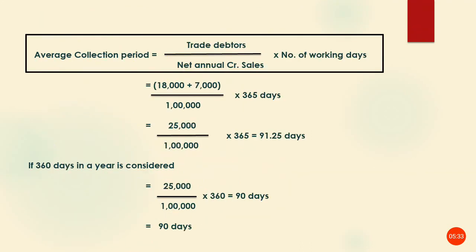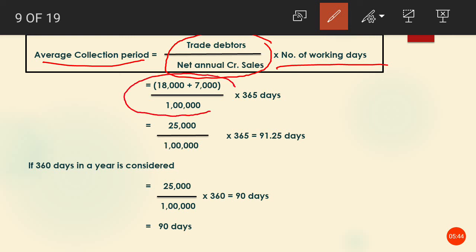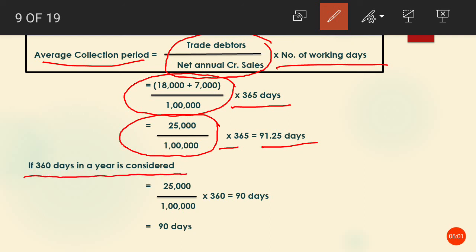Average collection period is equal to trade debtors divided by net annual credit sales into number of working days is equal to 18,000 plus 7,000 divided by 1 lakh into 365 days is equal to 25,000 divided by 1 lakh into 365 days is equal to 91.25 days. If 360 days in a year is considered, it is equal to 25,000 divided by 1 lakh into 360 days is equal to 90 days.